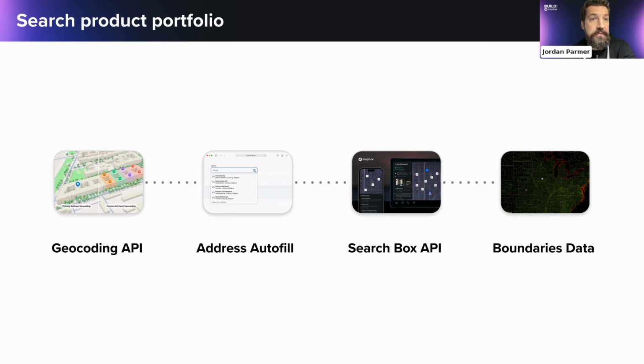Briefly, I want to talk about some of the other products in our search portfolio. We've got four different products. We've got our geocoding API, which allows us to perform forward and reverse searches, which we'll talk about a little bit later on in this talk.